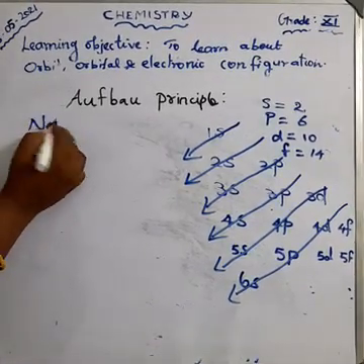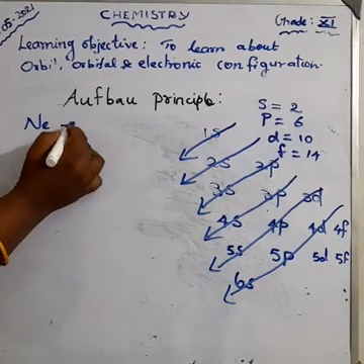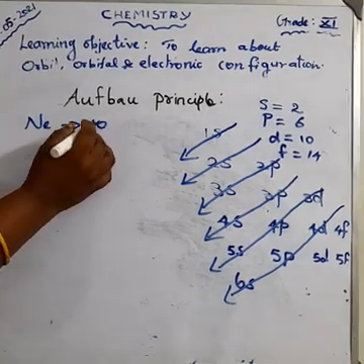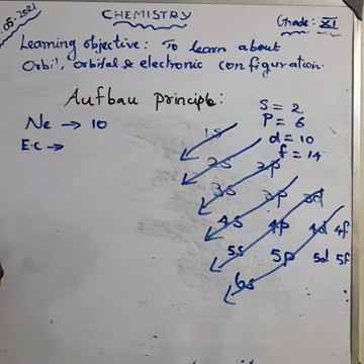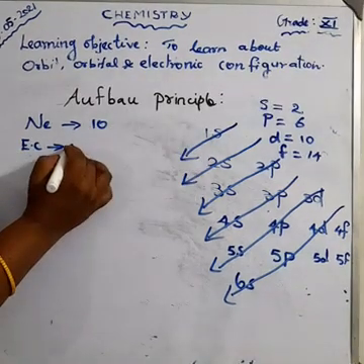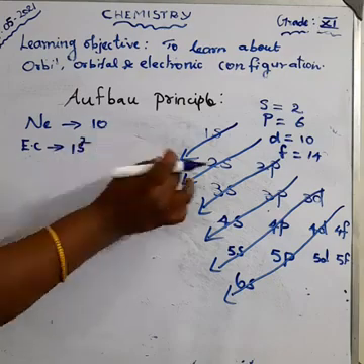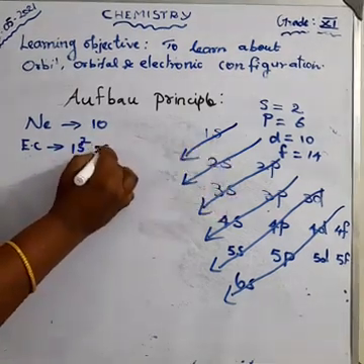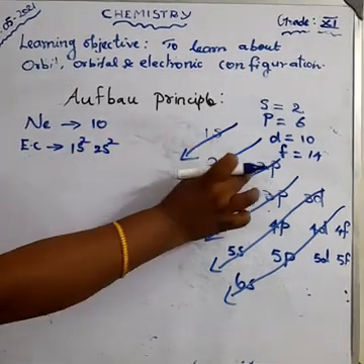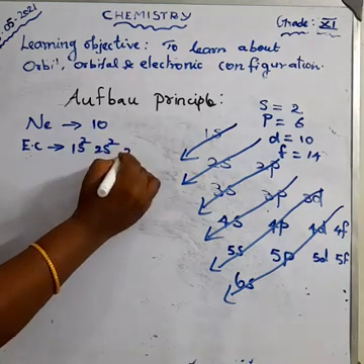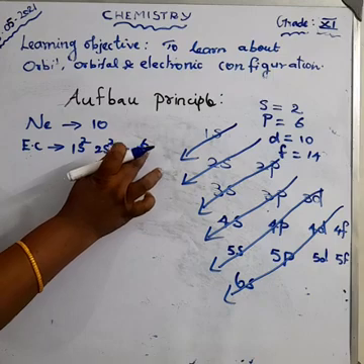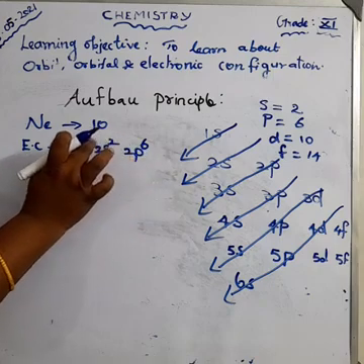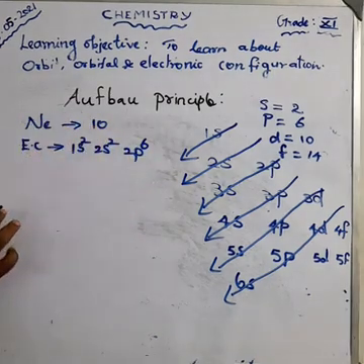Neon, the atomic number of neon 10. So 10 electrons are here. So electronic configuration for neon, how will you write? First of all we can write 1s2 and 2s2 and then 2p6. Totally 6 plus 2 is 8, 8 plus 2, 10 electrons.